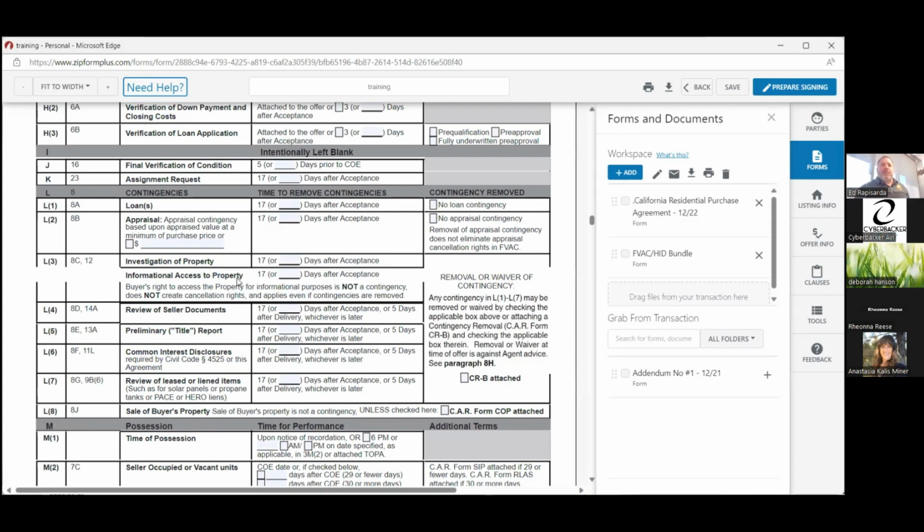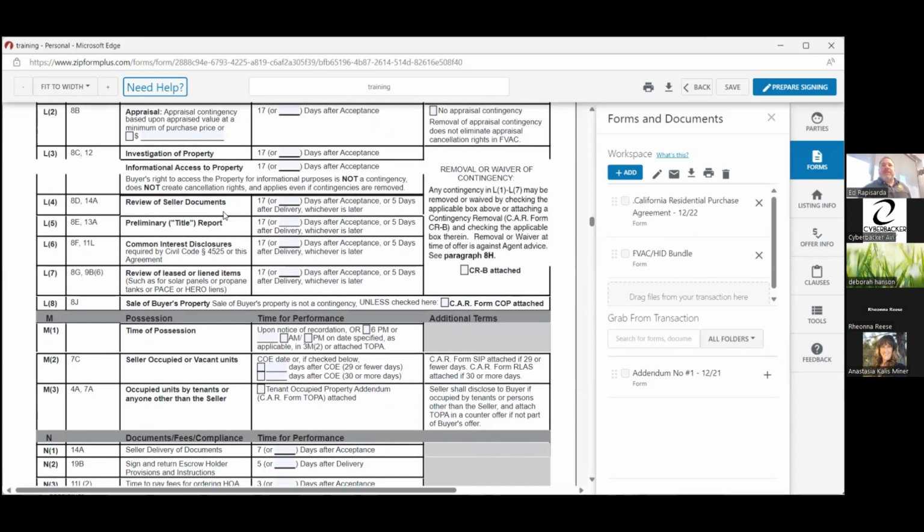Informational access to the property. What does that mean? This is not a contingency, right? But this gives you access if I want to go check the width of the room or measure the room for carpet or see what paint or the lighting or so forth.